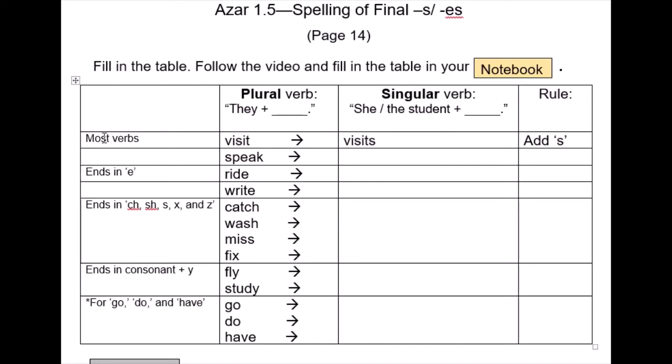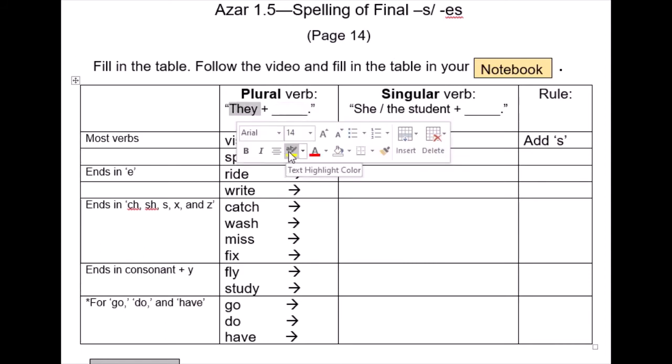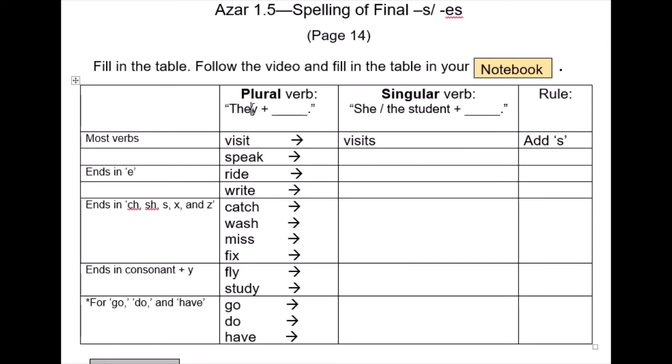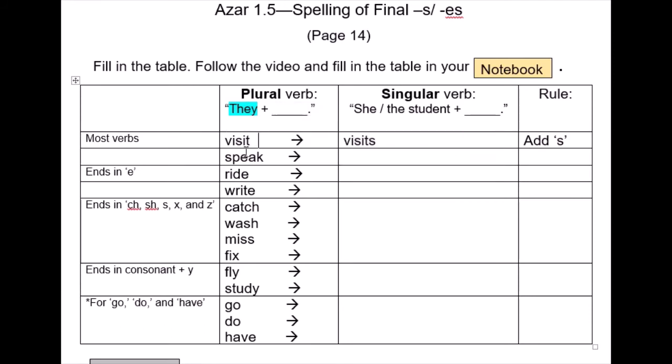Continuing, so there are a few rules for spelling. Most verbs, when you have a plural verb, again, the verb goes with a plural noun. That's what I mean, okay? So they, it means plural. So they visit, they speak, they ride, they write, they catch, they wash, they miss, they fix, okay? So plural verbs go with the plural noun, and you just use the base form, okay? So it's pretty easy.